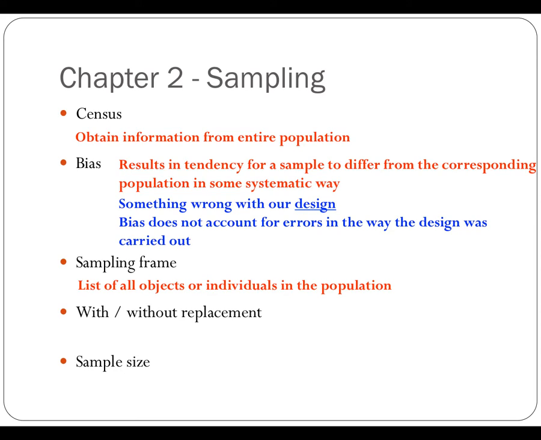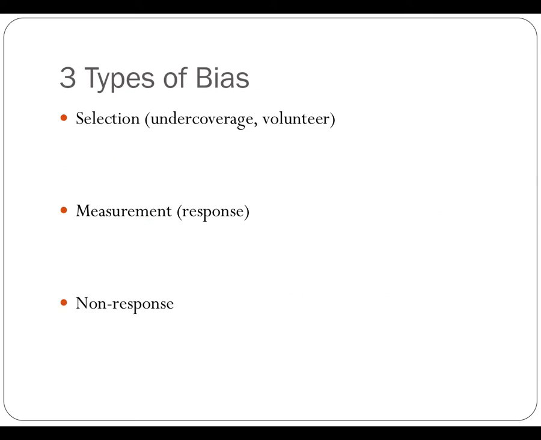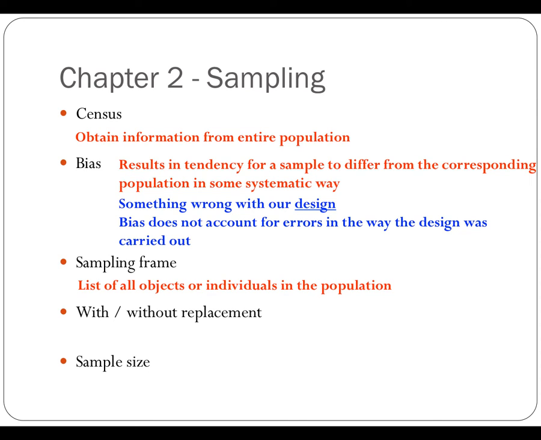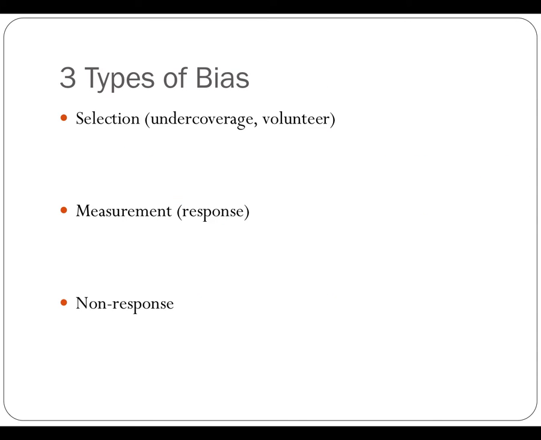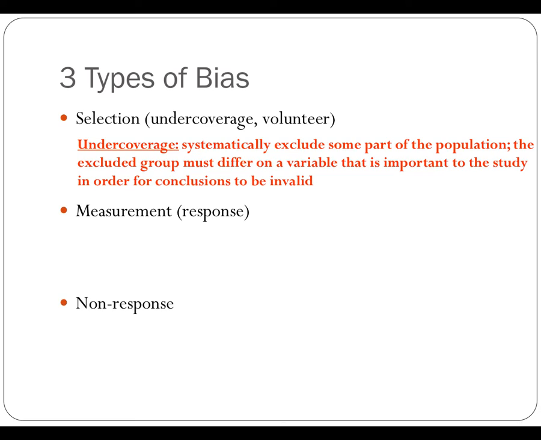Sampling frame is a list of all objects or individuals in the population, with or without replacement. You guys know that one? Probably. Okay, and then sample size, you guys know that. Okay, here are the main types of bias. Within selection bias, you have undercoverage and you have volunteer bias. So undercoverage is when you systematically exclude a part of the population. So the one we talked about in class with undercoverage is if you random digit dial. That's undercoverage because you're missing all the people that don't have phones.